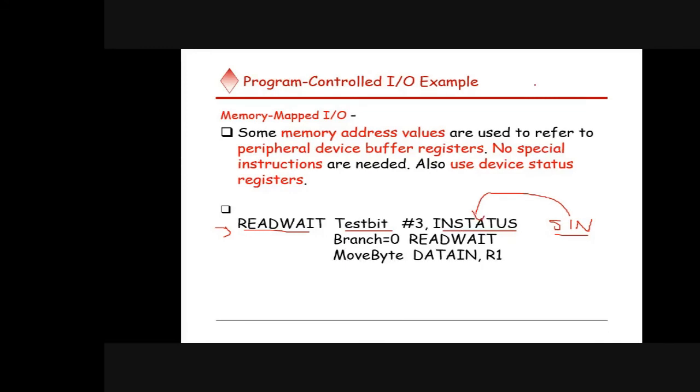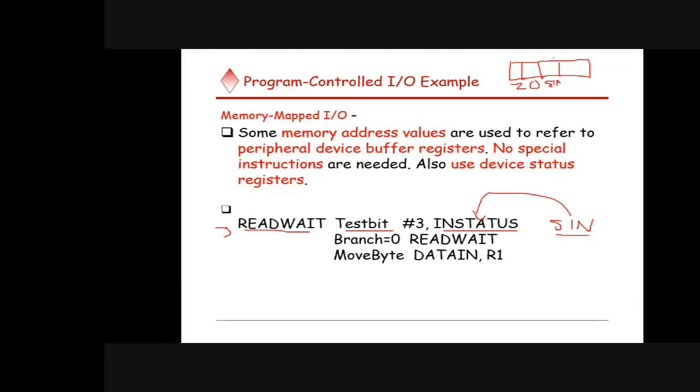What is a status register? When I was explaining the conditional code flags, I told you there will be a register which has only flags as its content. The first one is a zero flag, the second one is an overflow flag, and the third one is the SIN register, as our assumption. So the third bit of your status flag is SIN. Status flag means only the flags which are stored as content inside a register.